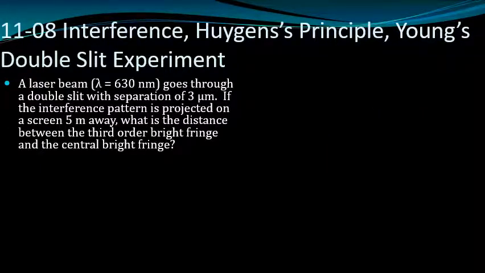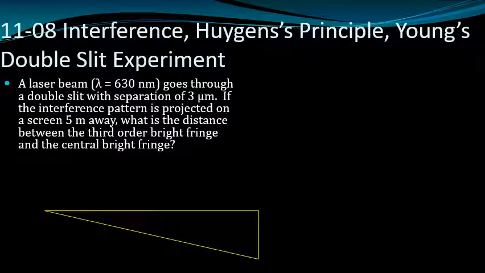A laser beam of 630 nanometer wavelength goes through a double slit with a separation of 3 micrometers. If the interference pattern is projected on a screen 5 meters away, what is the distance between the third order bright fringe and the central bright fringe?